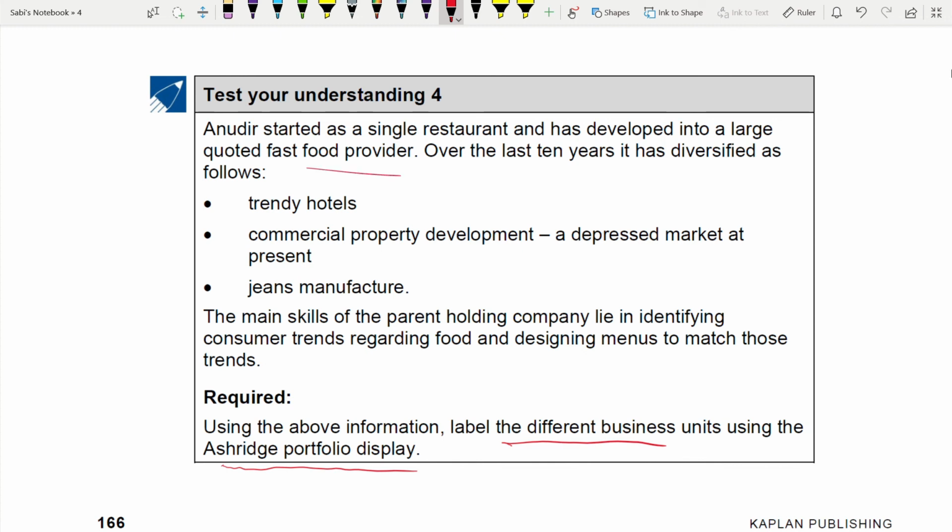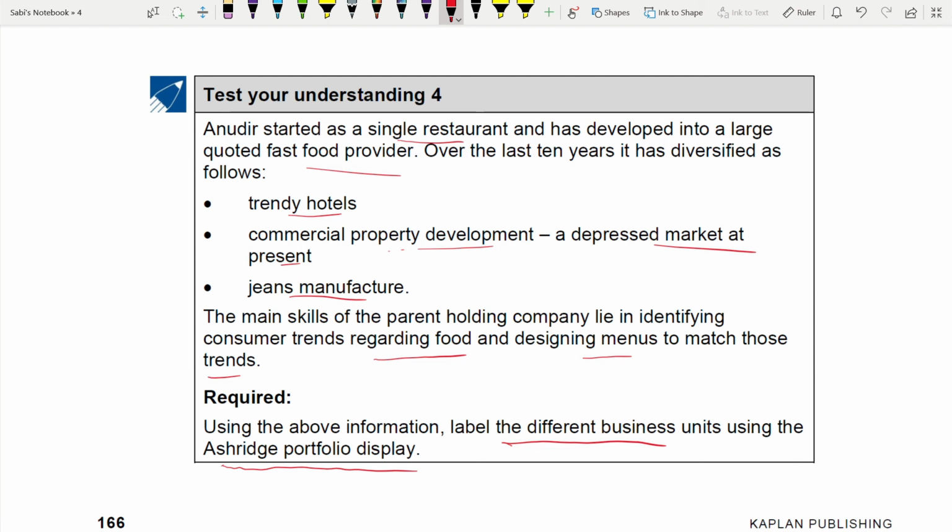Okay, so they're into fast food and a single restaurant, trendy hotels, commercial property development, a depressed market at the present, and jeans manufacture. One is hotel, one is commercial, the other one is clothing. The main skill the parent company holds lies in identifying consumer trends regarding food and designing menus to match those trends. Okay, now you know the skills and the opportunity for the parent company.